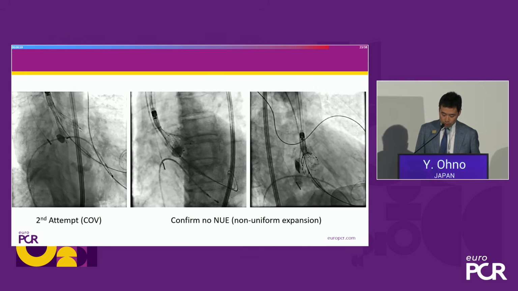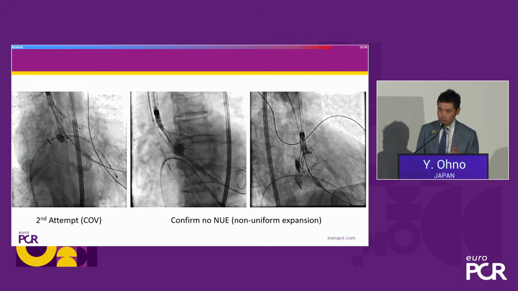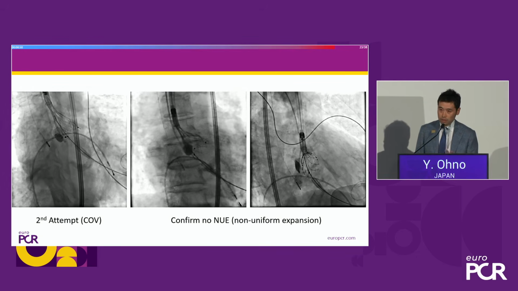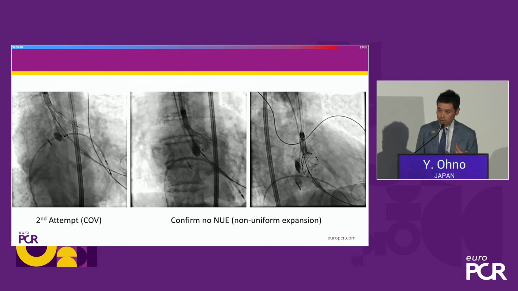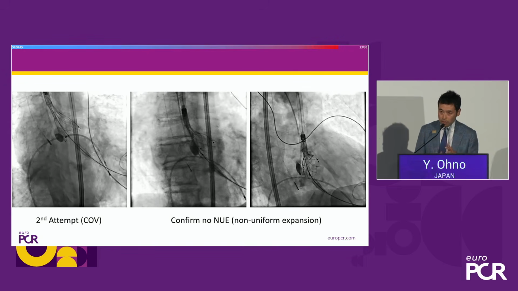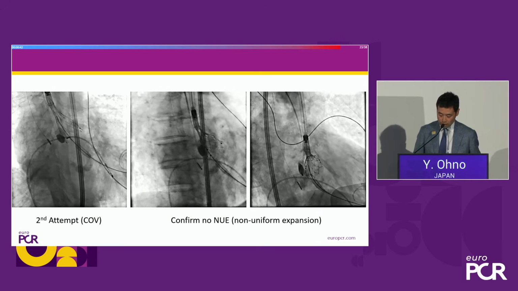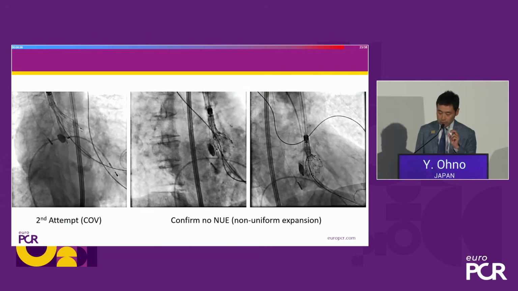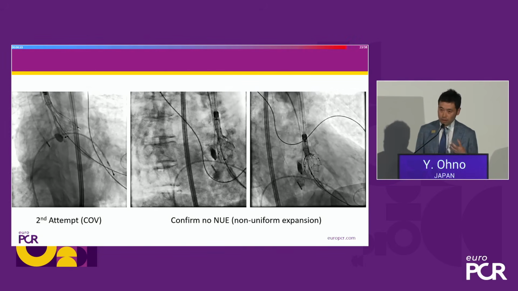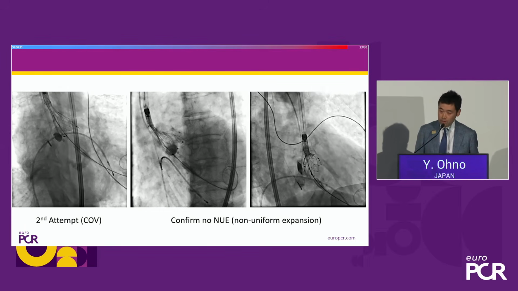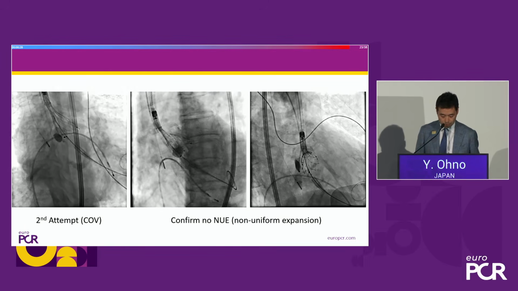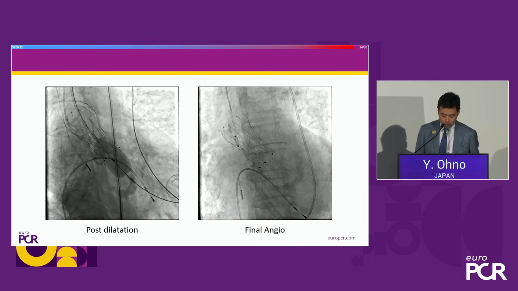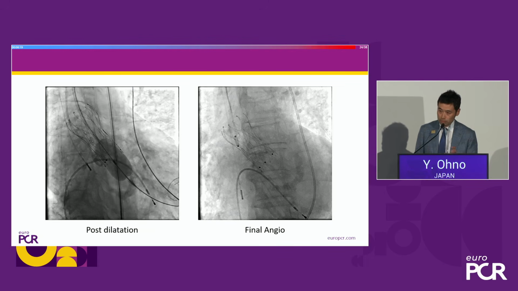Another important thing is to avoid underexpansion of the valve. It's called non-uniform expansion. One of the best ways to observe this phenomenon is to go to RAO, either cranial or caudal, to see the separation of each strut of this valve. If there are, let's say, 3 or 4 struts in a very limited distance, it means there's underexpansion of the valve that may require additional predilatation before the valve implantation. There was no significant non-uniform expansion observed in this case, so we implanted the valve.